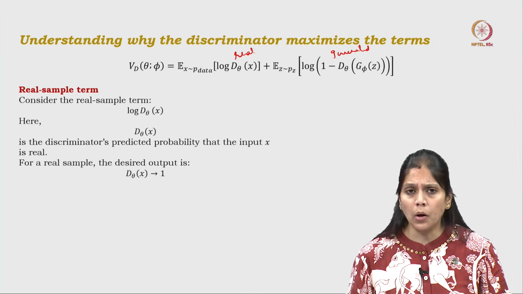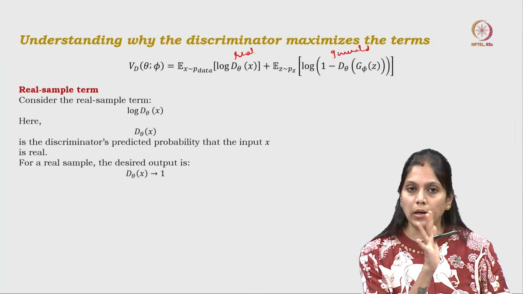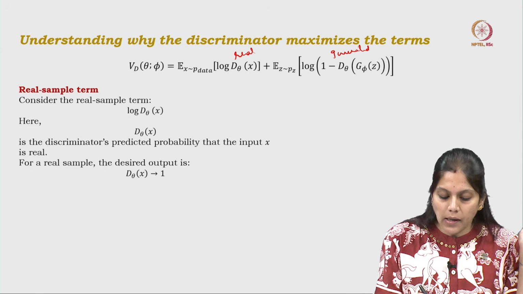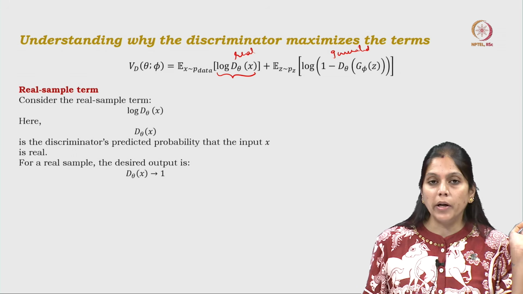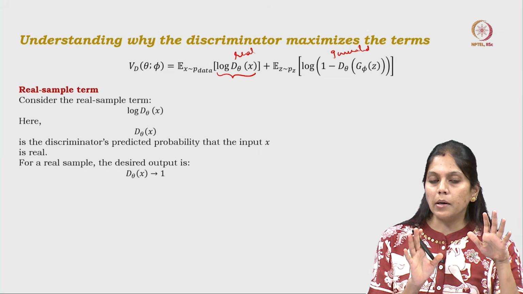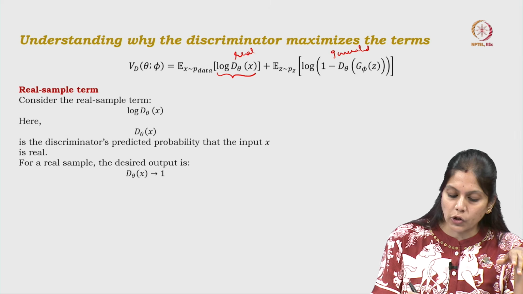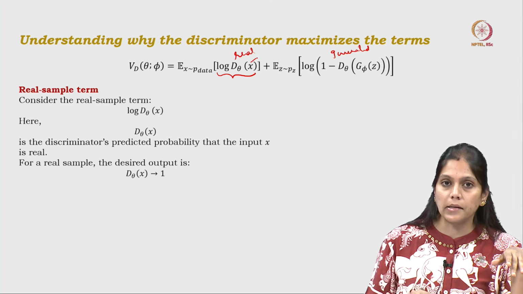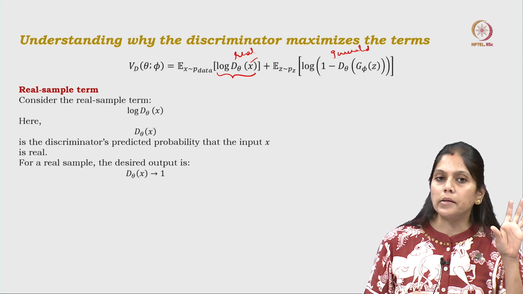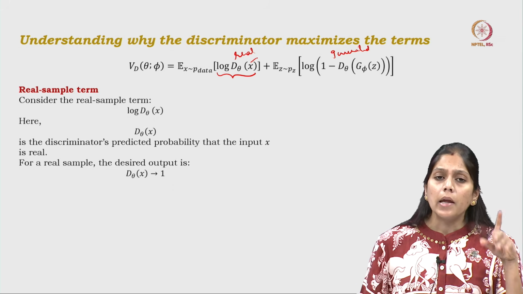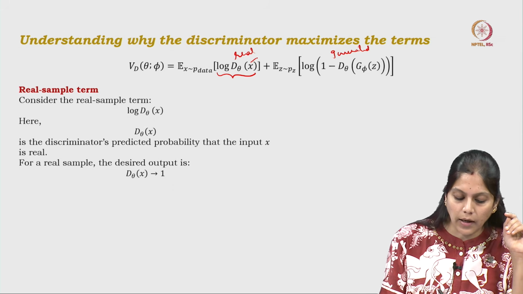So, now, what we are discussing is the first term, that is the real sample term. For a real sample term, we have to consider only so much, because this first term is dealing with the real images. Why real images? Because you are passing x, x is the real samples. So, for a real sample we are considering the log D theta of x term.